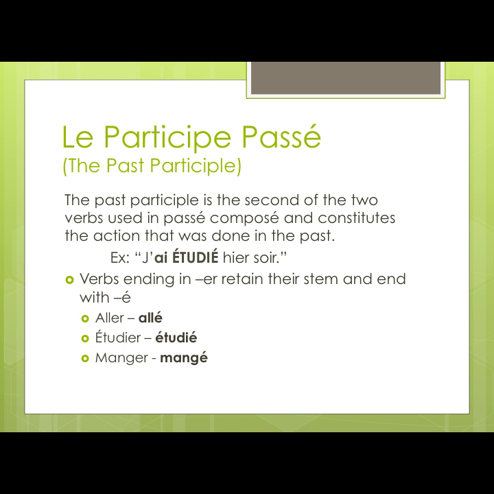Now most verbs are going to follow a pattern. So your ER verbs are going to keep their stem, but instead of ending with ER, it's going to end with E accent aigu. But the pronunciation stays exactly the same. So aller is allé, étudier, étudié, manger, mangé. The only difference is in the spelling.